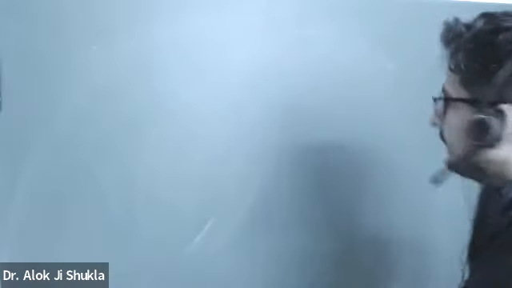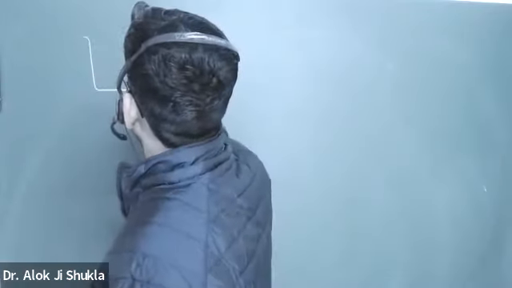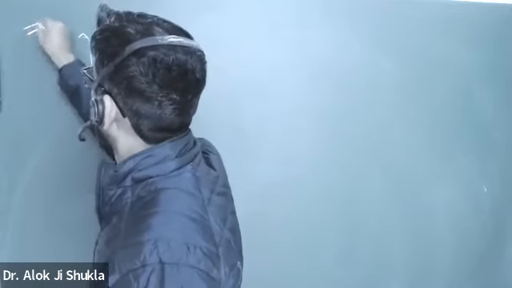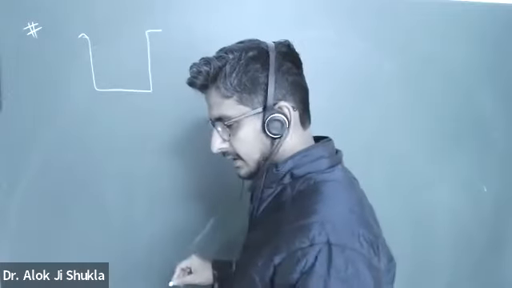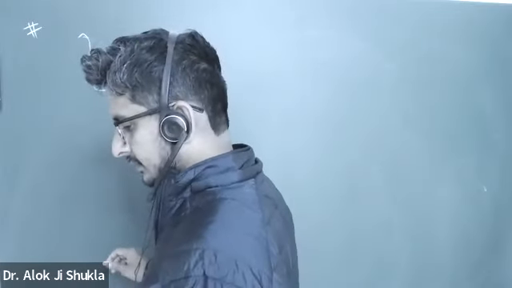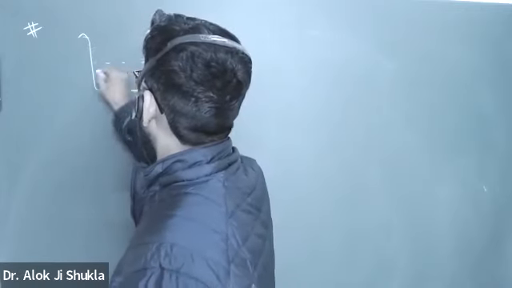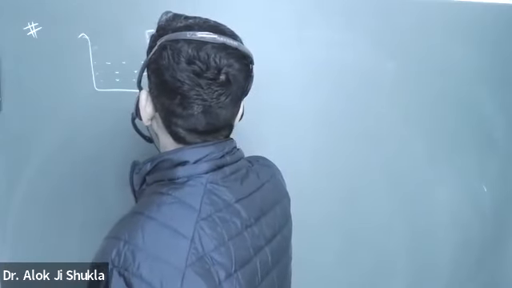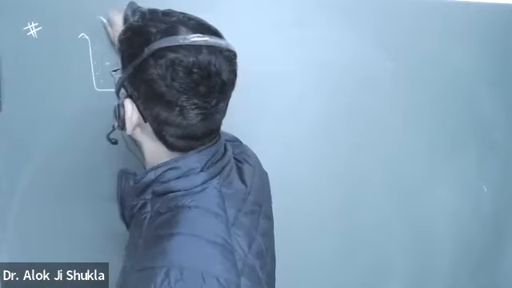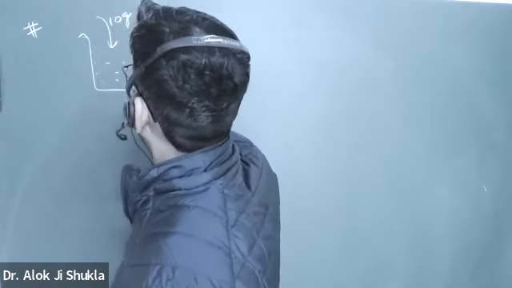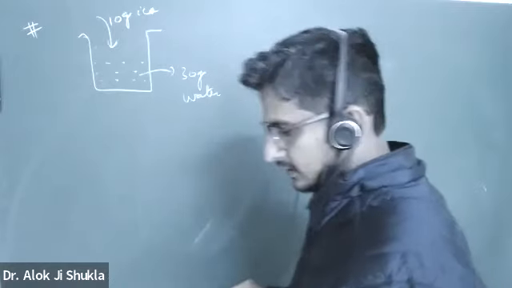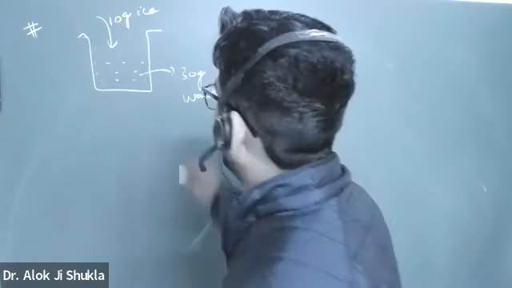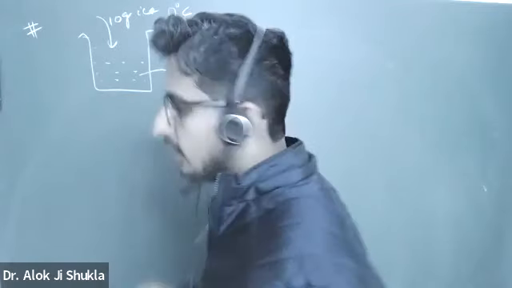The question is like this. So we have 10 gram of ice. There is a beaker, and this beaker contains 30 gram of water. And 10 gram of ice is added to the beaker. And the ice is at 0 degrees Celsius.